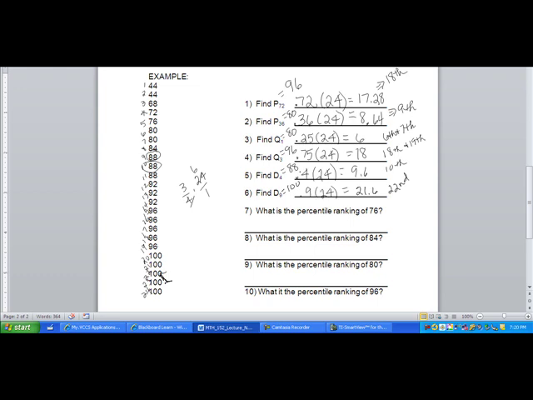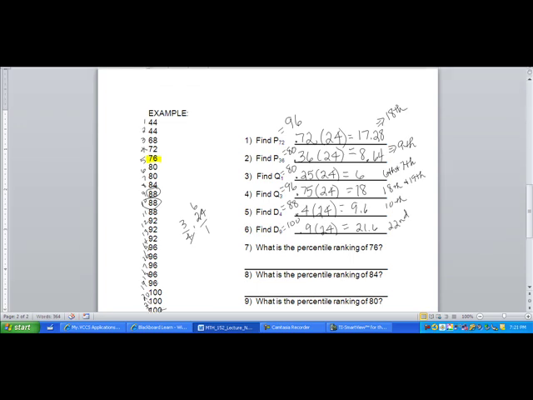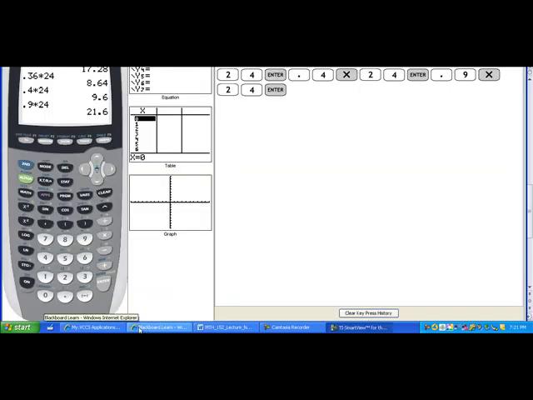Okay, now what is the percentile ranking of 76? Let me get my pens and a highlighter. So here's 76. I want to count the number of values less than 76. How many values are less than 76? And I see 1, 2, 3, 4. 4 out of 24. So that's going to be 1/6. So 1 divided by 6.